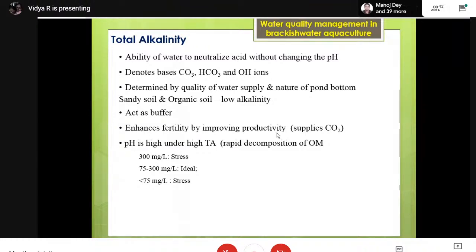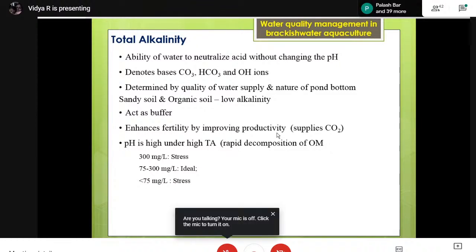The productivity can be improved if we increase the total alkalinity, because it supplies the carbon dioxide for primary production. If pH is high and the total alkalinity is high, there will be rapid decomposition of the organic matter. The best concentration for total alkalinity is 75 to 300 ppm. That will be ideal. More than 300 is a stress, and less than 75 is a stress to the farmed animals.